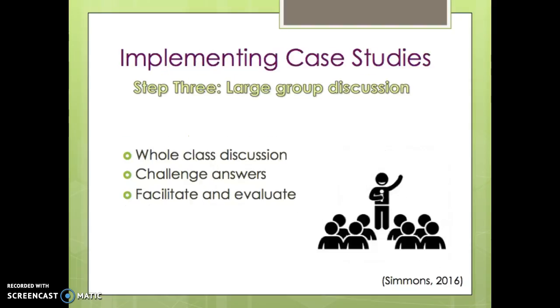Step 3 is a large group discussion. The large group could be a whole class in a class setting, or it can be the whole group that's at work, whoever you're working with. And then the individuals share what the small groups have come to conclude and the ideas that they came up with. This can open up into a debate sometimes, and the teacher is there to guide and provide answers to the questions that arise in the large group discussion.